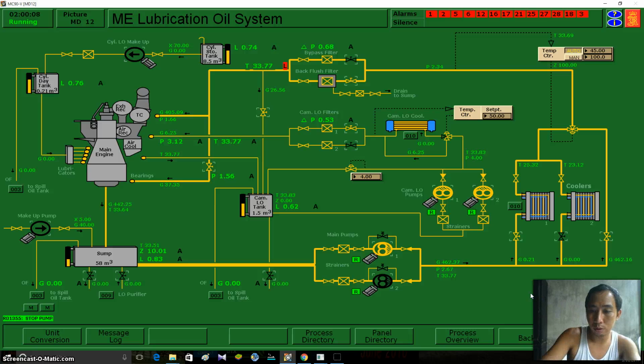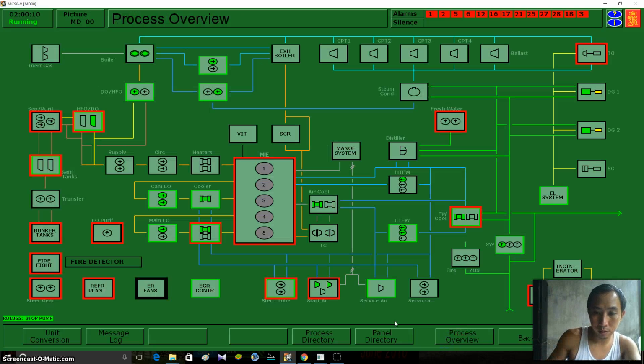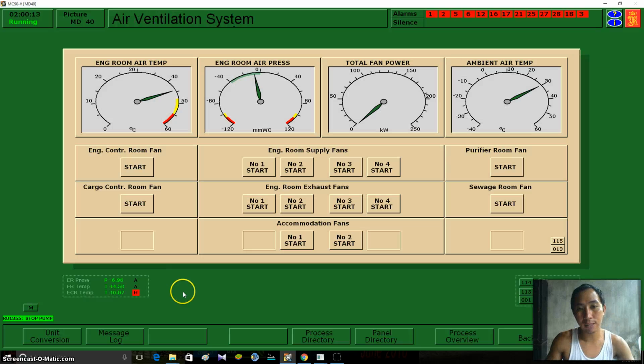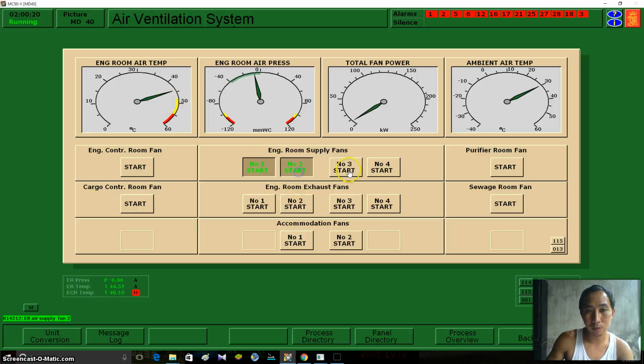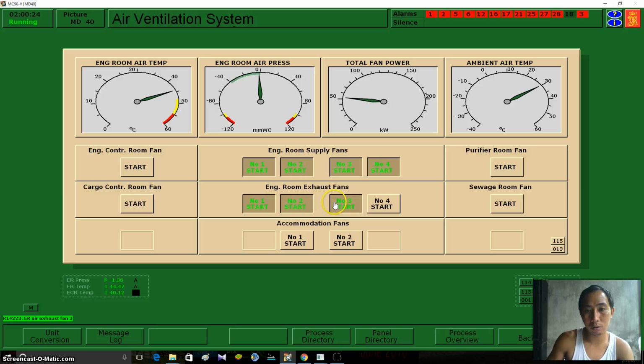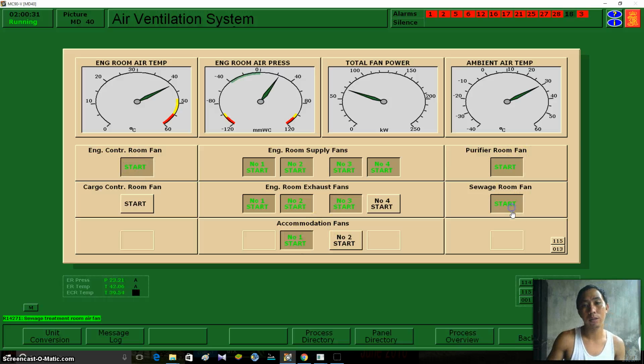We're going to our process. As we can see, we have fans here. We're going to supply our pump. It is because air temperature rises. So we're going to supply pump fan 3. I'm going to open exhaust at least 3. So we have our controller fan, accommodation fan, purifier, and sewage fan. I forgot that one.